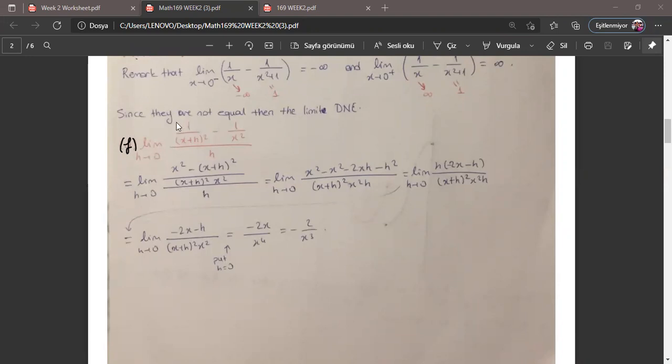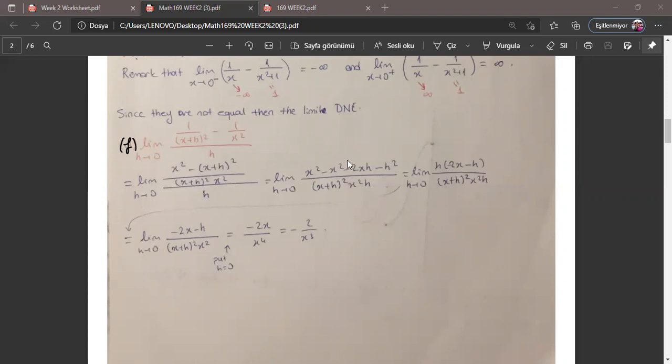All right. Now here we have 1 over x plus h squared minus 1 over x squared, over h, when h is approaching 0. Again, we multiply this one by x squared and this one by x plus h squared. So we have this numerator over the same denominators. If we rewrite this one, we get x squared minus, we just write this expansion, over x plus h squared, x squared times h.